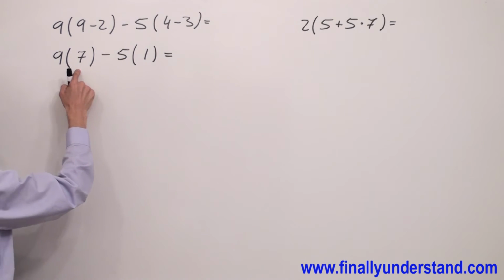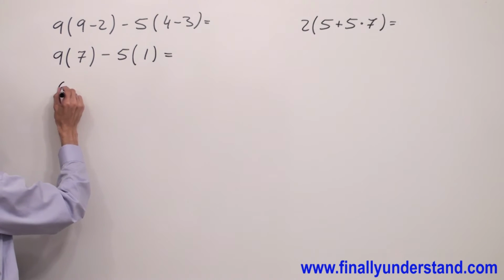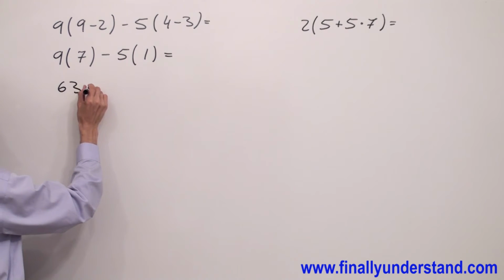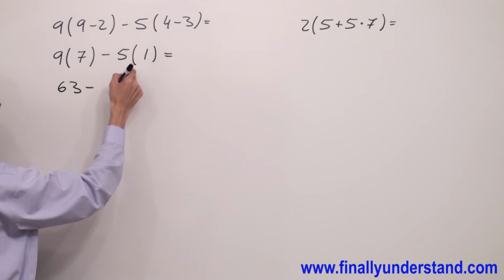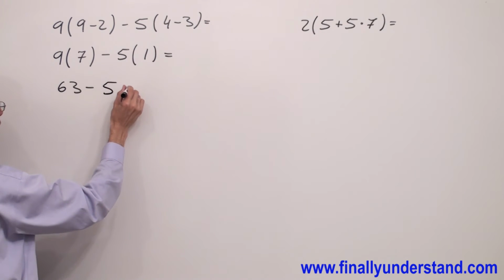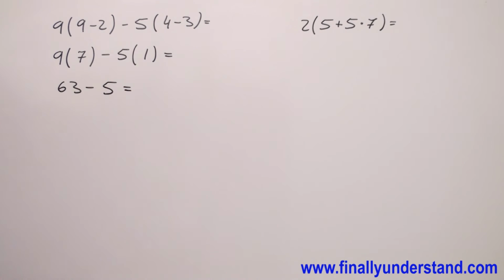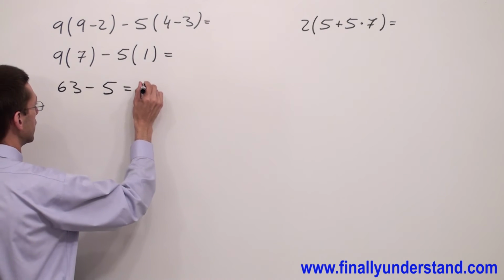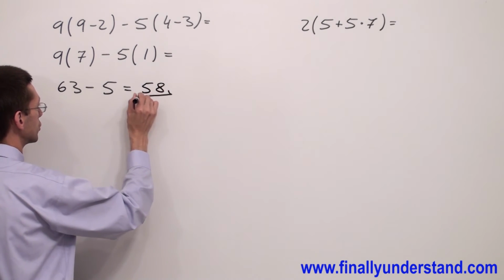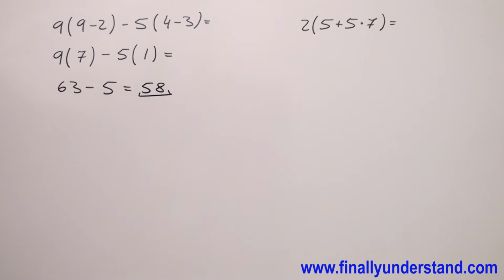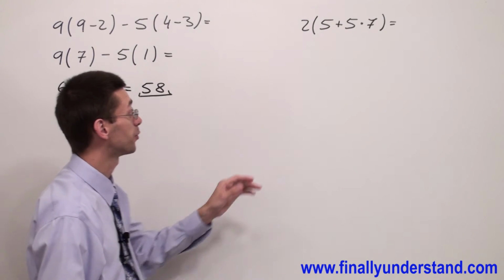9 times 7 is 63. Minus 5 times 1 is 5. Next, I'm supposed to perform the subtraction. 63 minus 5 is equal to 58. And this is the solution to my first problem. Let's take a look at the second problem.